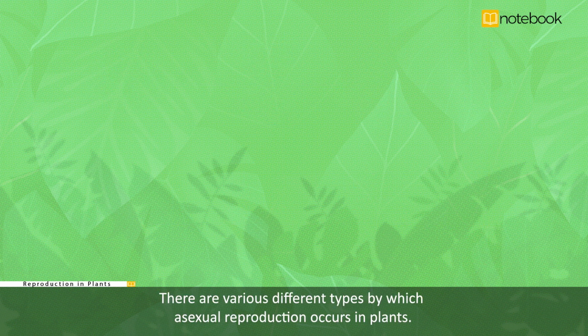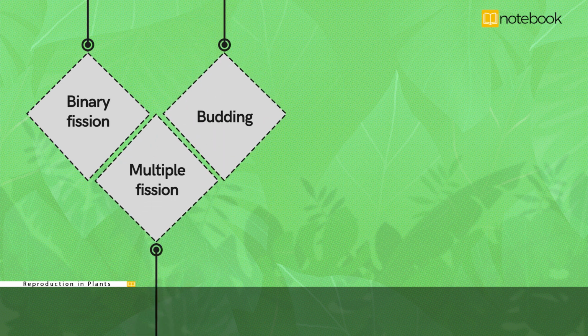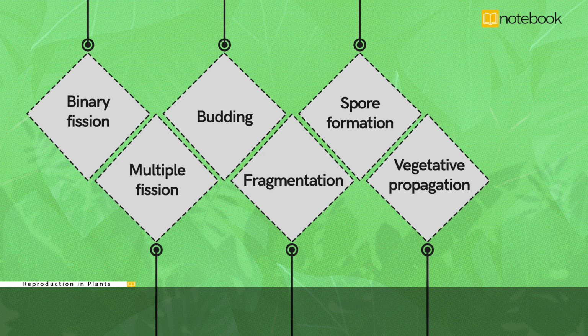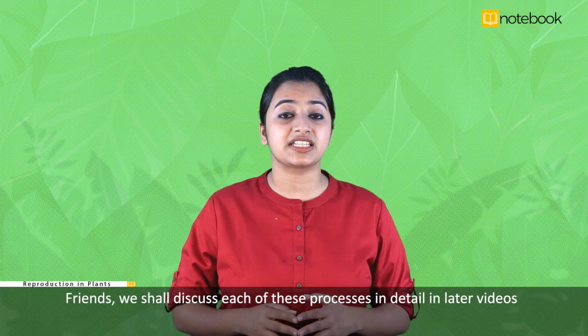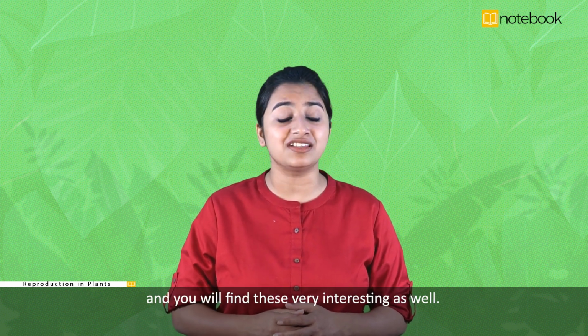There are various different types by which asexual reproduction occurs in plants: binary fission, multiple fission, budding, fragmentation, spore formation, vegetative propagation, artificial vegetative propagation. Friends, we shall discuss each of these processes in detail in later videos, and you will find these very interesting as well.